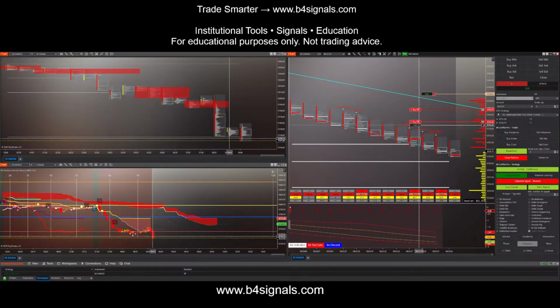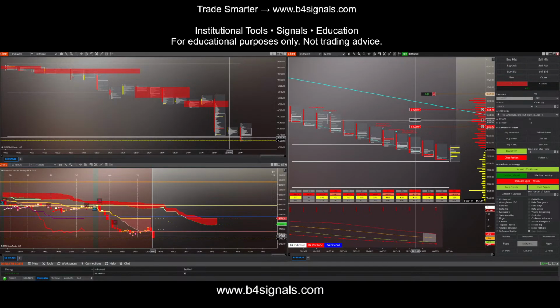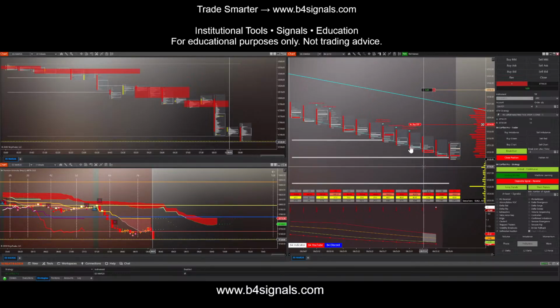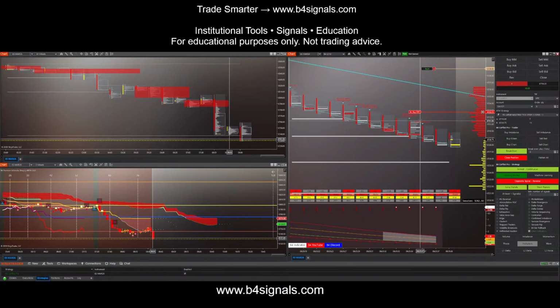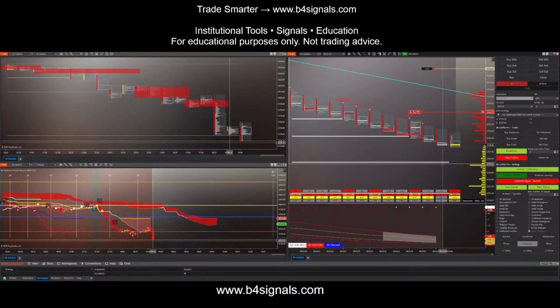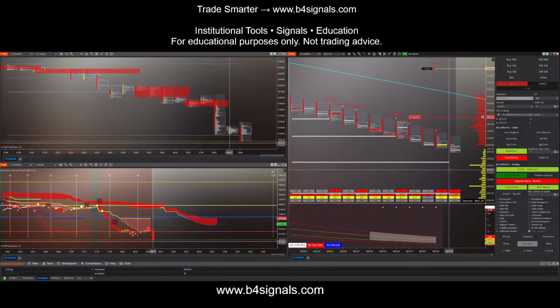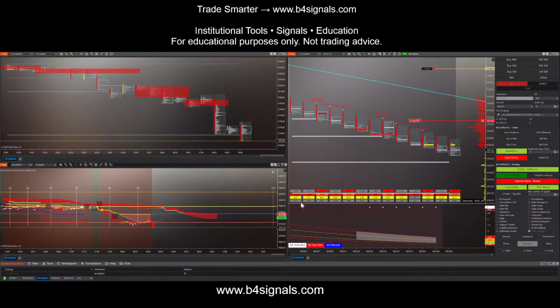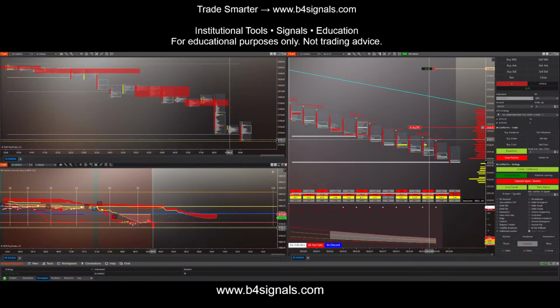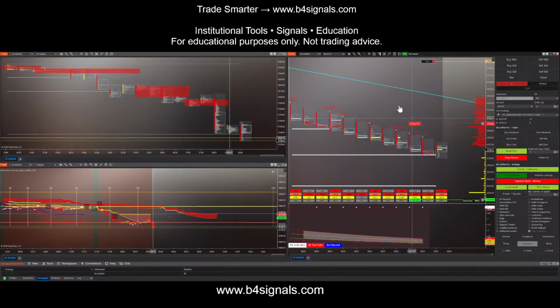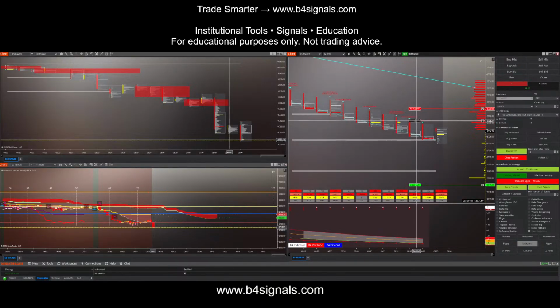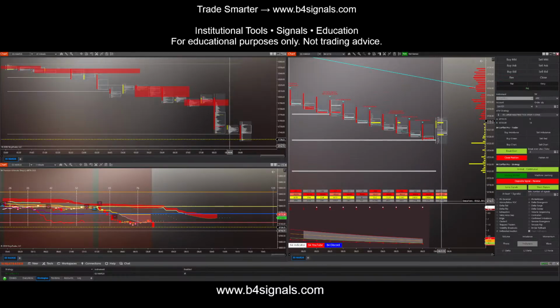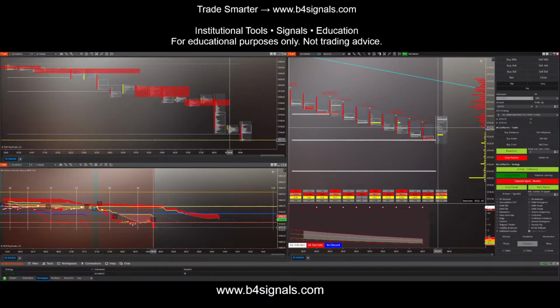We got room to lock that. Next stop, guys, down here. We're at support. Stop filled. Notice how the volume built at support right there. We went ahead and locked it in.